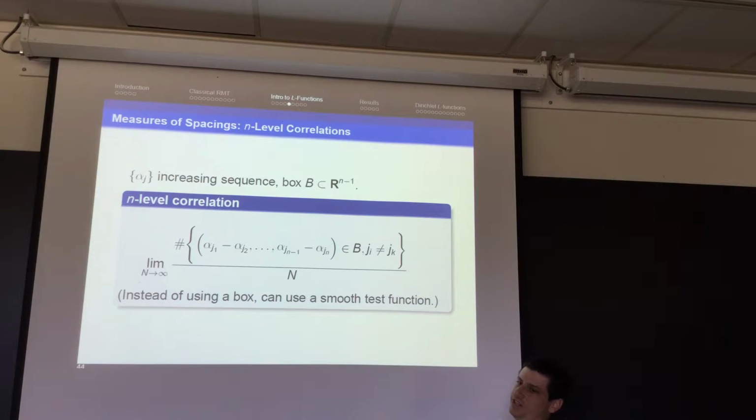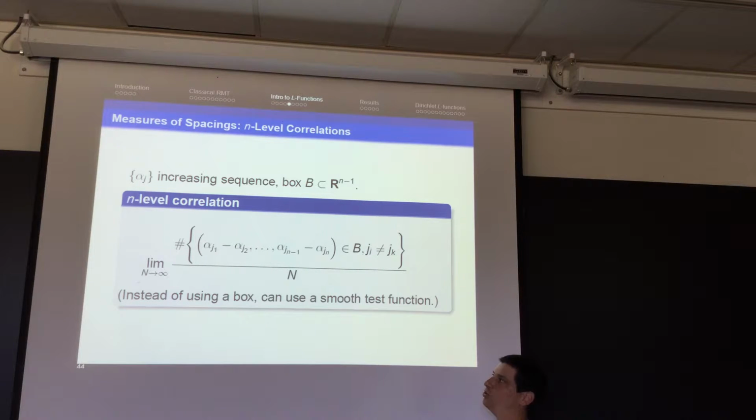I'm not going to go too much into the different statistics. There's something called the n-level correlation. It's asking if I have a sequence of events, how often will their differences be in a certain box? This is what Montgomery started looking at first. And this is where he showed it to Freeman Dyson, and this is what we see in random matrix theory. This is what we see looking at nuclear physics. If you know all the correlations, you know the spacings between events.